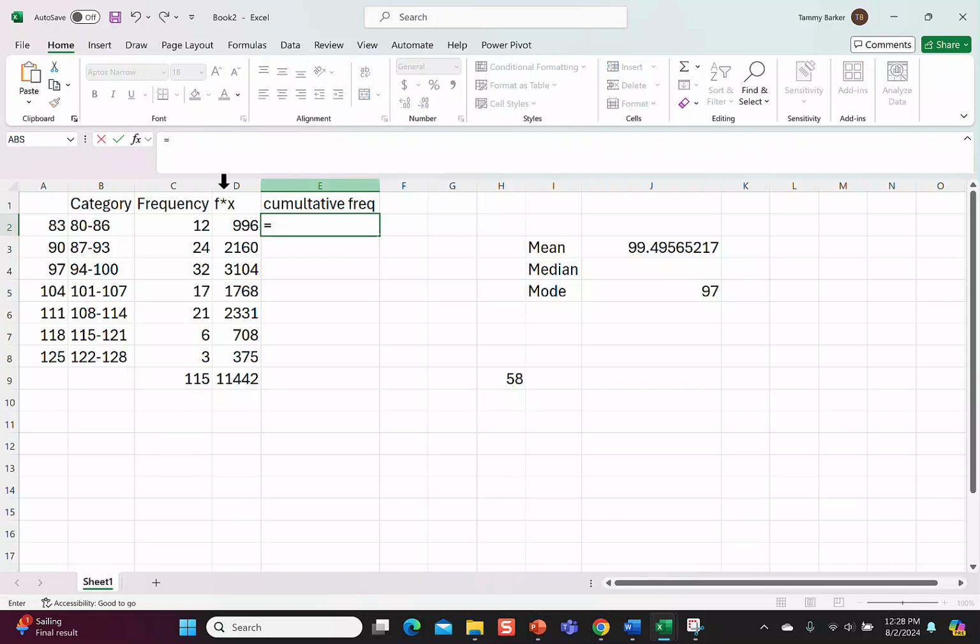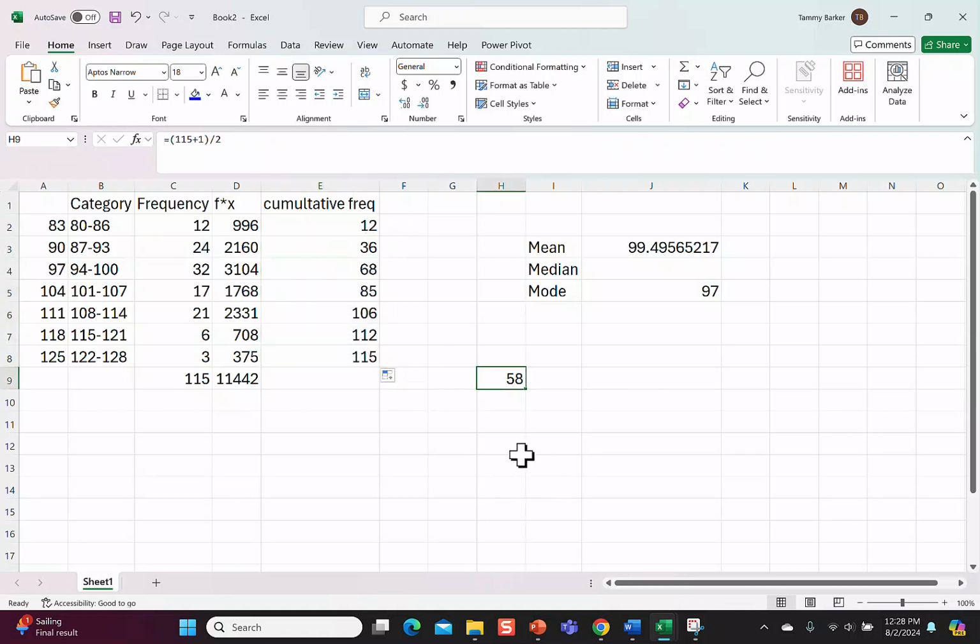So I'm going to push equals, click on the 12. On the next one, I'll click equals, I'll hit the 24 plus the previous 12. And remember, we can click and drag. What we need to decide is where is the 58th data point. So here's my first 12, here's 36. The 68 tells me that the 37th up until the 68th data point lies in this 94 to 100 category. This is my median will be 97.